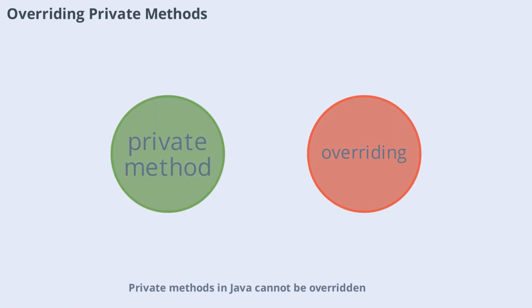Private methods in Java cannot be overridden. Since private methods are only accessible within the class where they are declared, subclasses cannot see or override them. If you declare a method with the same name in a subclass, it's simply a new method, not an override.